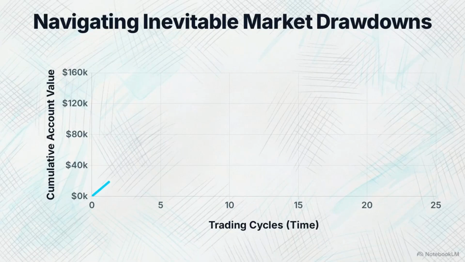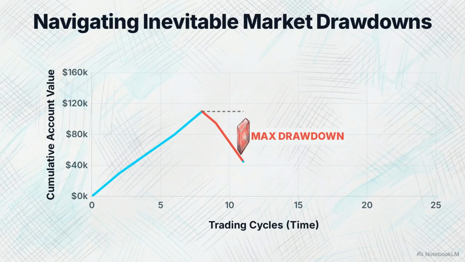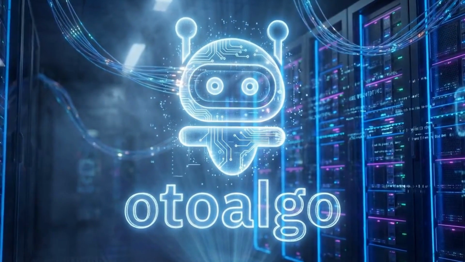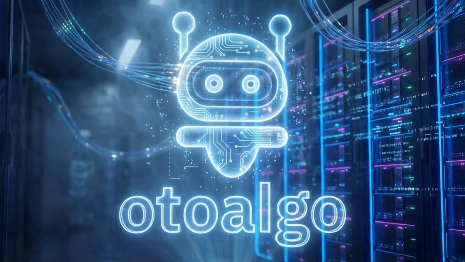Every algorithmic trading strategy experiences losing streaks. No system charts a perfectly straight line up, and encountering market dips is a guaranteed part of the trading process. Managing that inevitable risk is the entire foundation of the Otoalgo platform.